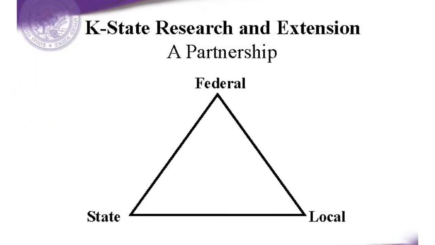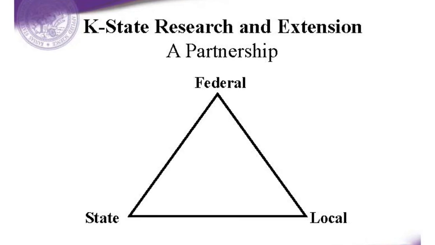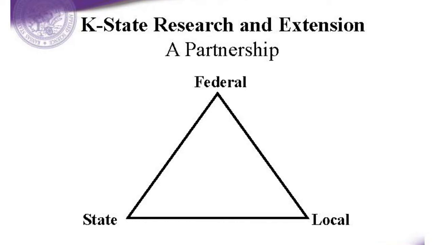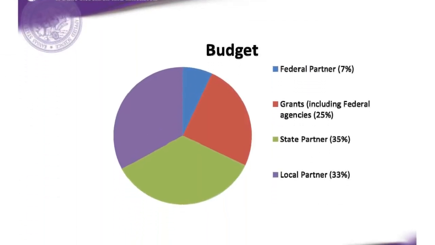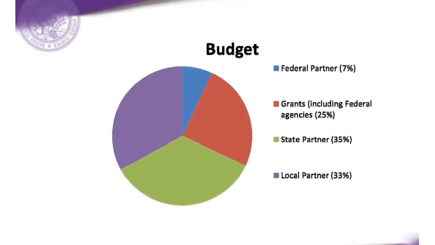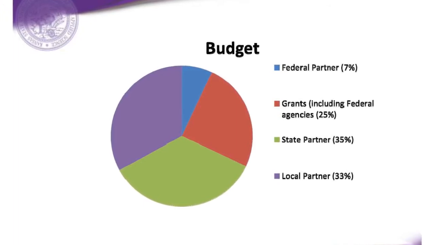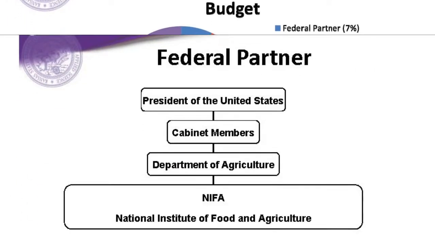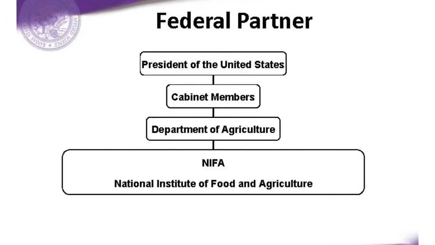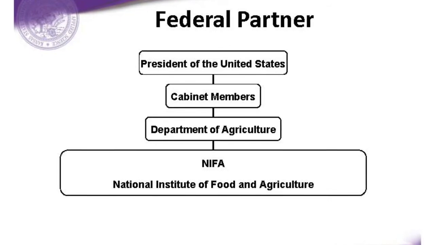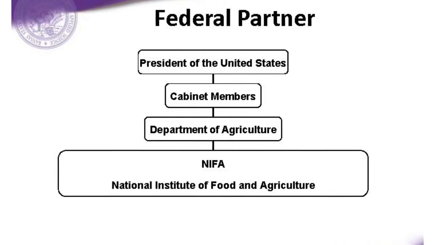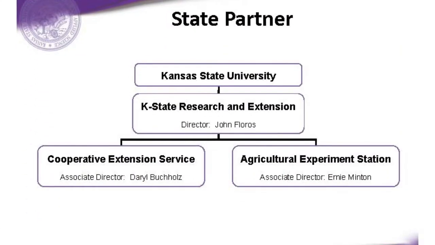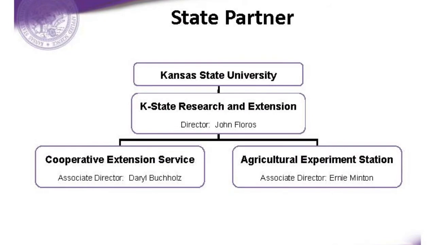Today, the nationwide extension system, of which K-State Research and Extension is a part, continues as a cooperative effort or partnership among federal, state, and local governments. Each of the partners contributes to the funding of the organization, as illustrated in this slide. At the federal level, the National Institute of Food and Agriculture, or NIFA, is an agency within the United States Department of Agriculture. The state partner is K-State Research and Extension, a division of Kansas State University.